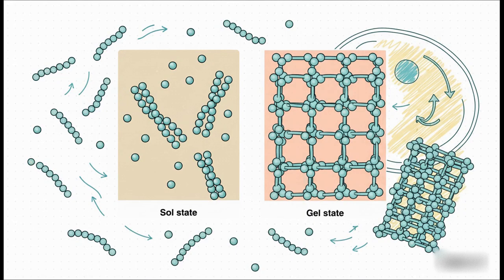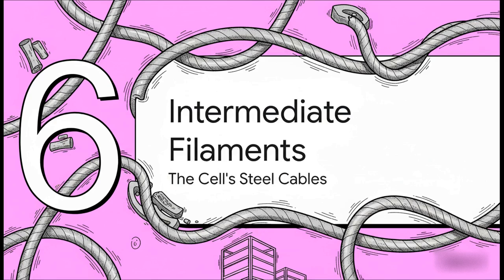Now, this crawling movement is only possible because the cell can instantly switch parts of its cytoplasm between a watery, fluid-like sol state and a more solid, interconnected gel state. By controlling exactly where actin forms that gel network, the cell can precisely direct its internal flow and therefore where it's going to move. And finally, we get to the bedrock of cellular stability, the intermediate filaments.